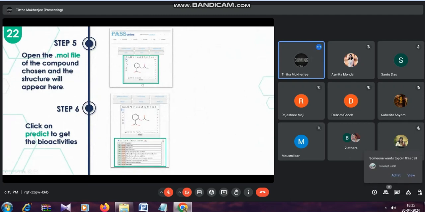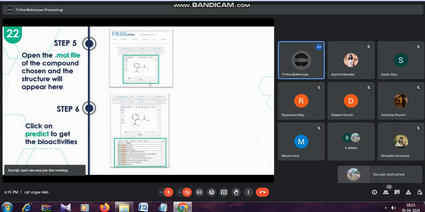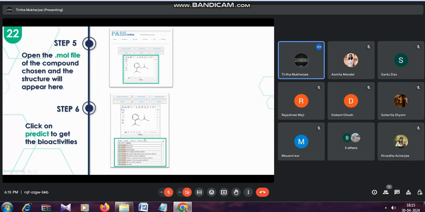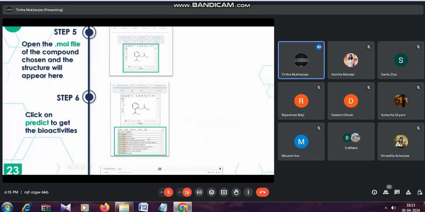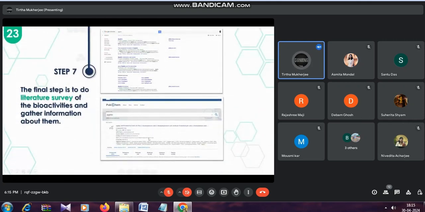In that, we have to click on this open folder and select the .mol file of the compound chosen, and the structure of the compound will appear here. In step 6, we have to click on Predict and we will finally get to see the predicted bioactivities of our chosen compound. Last but not the least, the final step is to do the literature survey of the bioactivities and gather information about them.